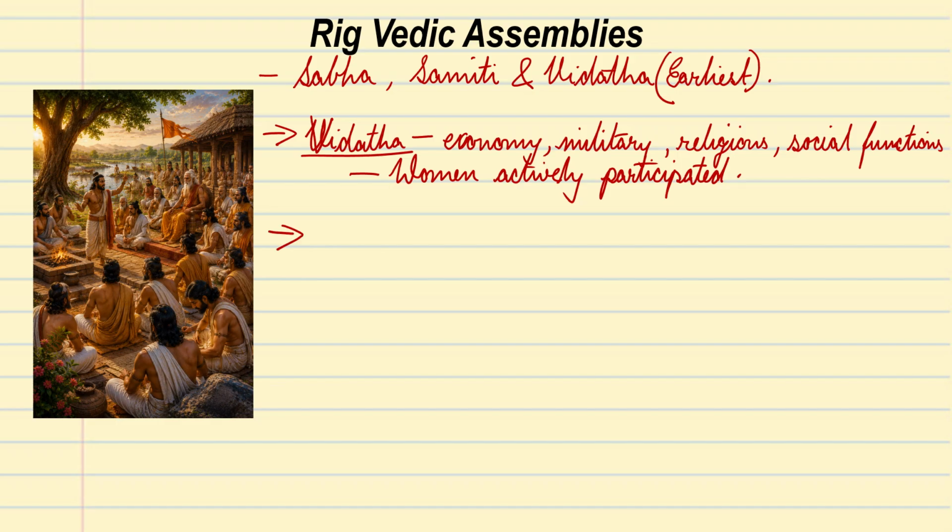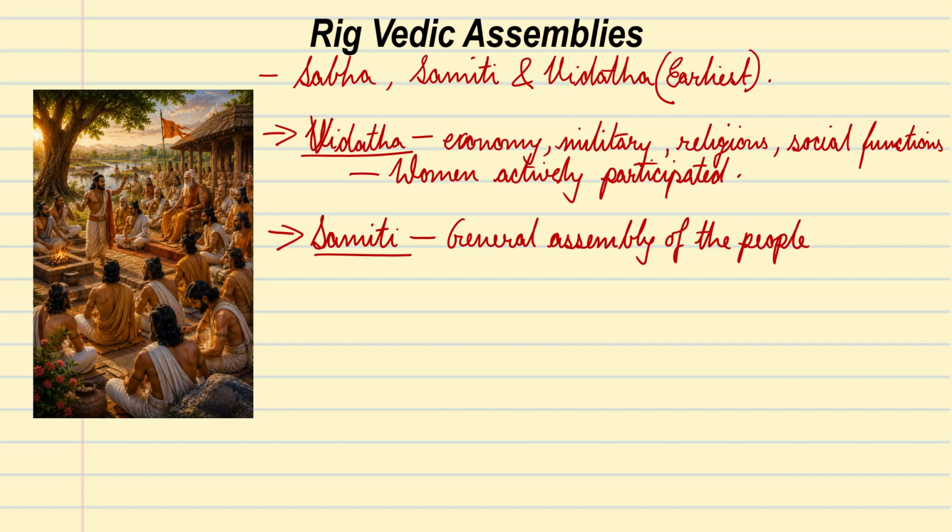Now we will see Samiti. What was Samiti important for? It was the General Assembly of the people, and Sabha was the council of elders. Samiti met on special occasions. It was not a regular assembly, so Samiti met on special occasions, and it was a general assembly of the people. Now we will see what was Sabha.